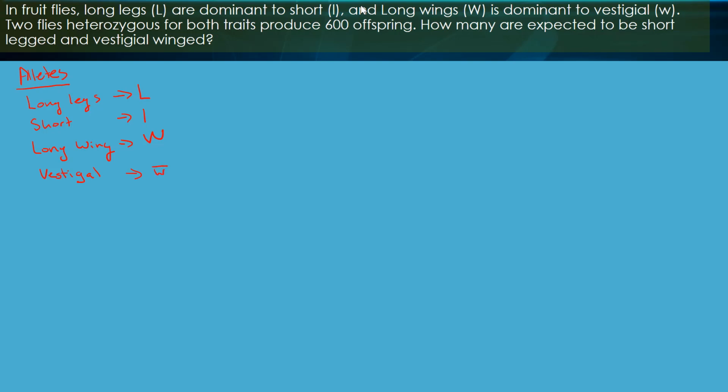All right, let's talk about our parents. Heterozygous for both traits. So what's that going to be? Big L, little l, big W, little w. What's the other parent? Same thing. Big L, little l, big W, little w. Let's do our Punnett square before we answer the question, because this is going to help us answer the question.